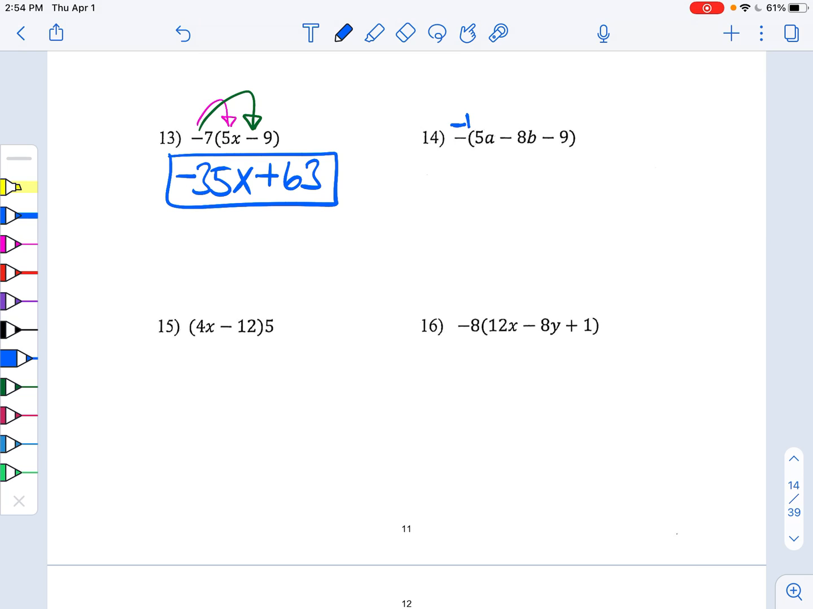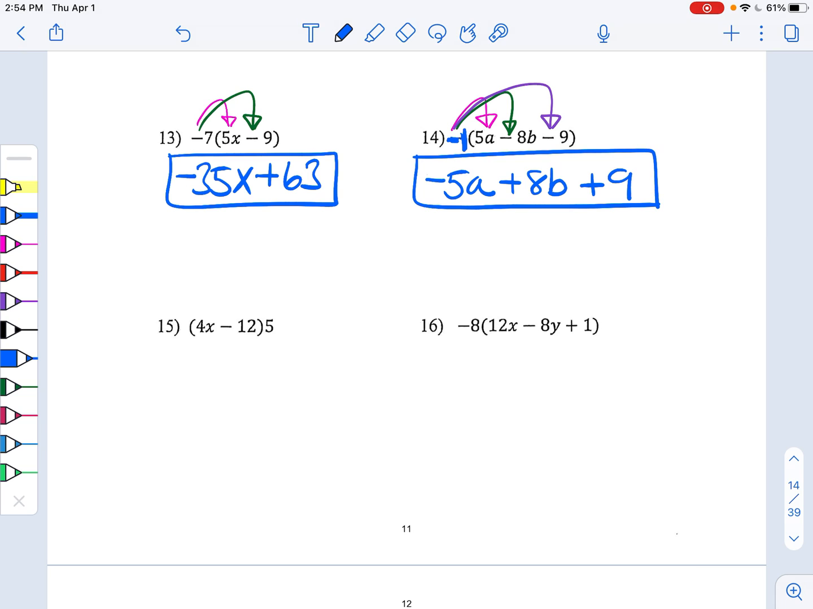Number 14, we have a negative 1 being distributed over here. So I'm going to write that. Negative 1. So I have negative 1 times positive 5a to give me negative 5a. I have negative 1 times a negative 8b to give me a positive 8b. And I have a negative 1 times a negative 9 to give me a positive 9.